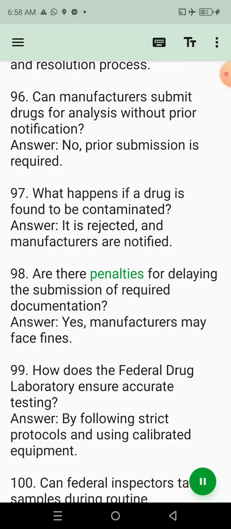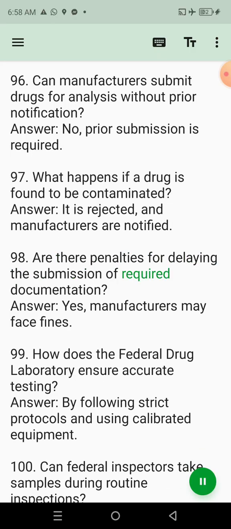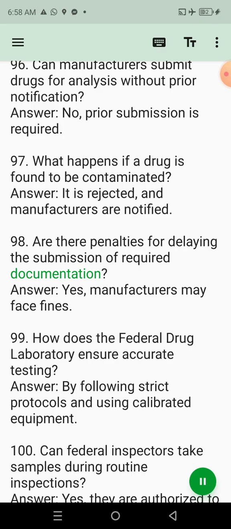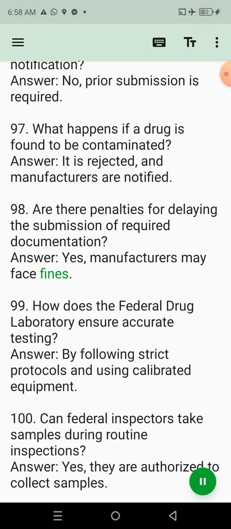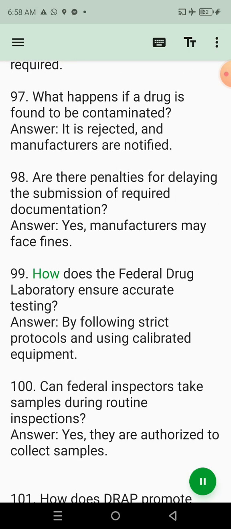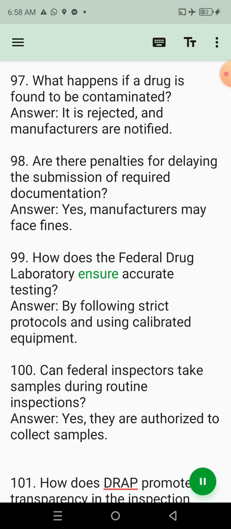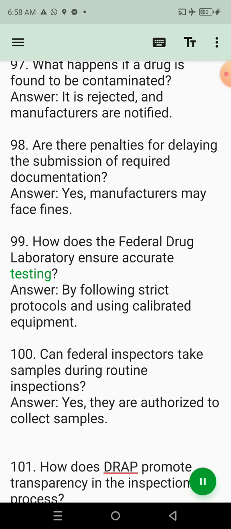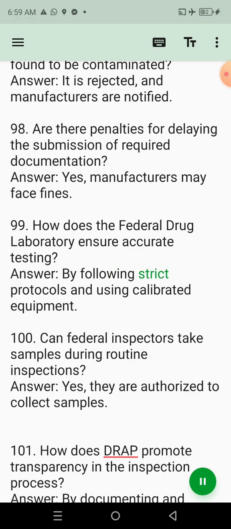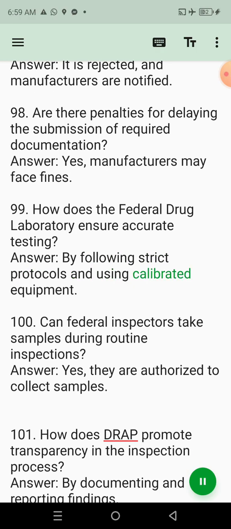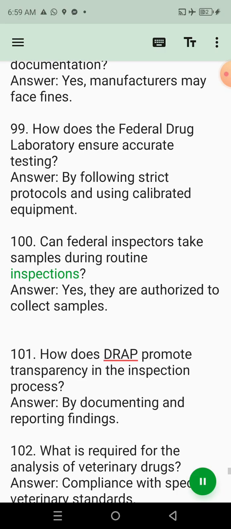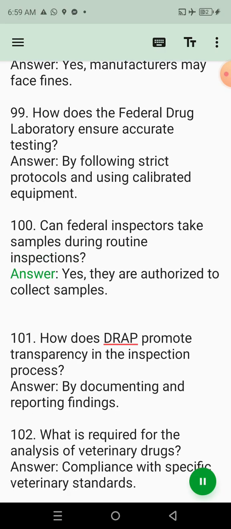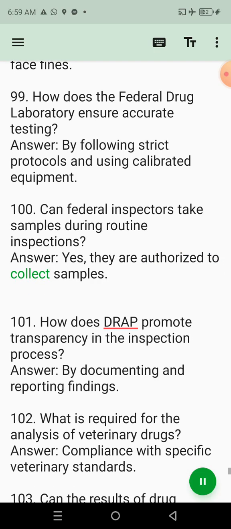98. Are there penalties for delaying the submission of required documentation? Answer: yes, manufacturers may face fines. 99. How does the Federal Drug Laboratory ensure accurate testing? Answer: by following strict protocols and using calibrated equipment. 100. Can federal inspectors take samples during routine inspections? Answer: yes, they are authorized to collect samples.